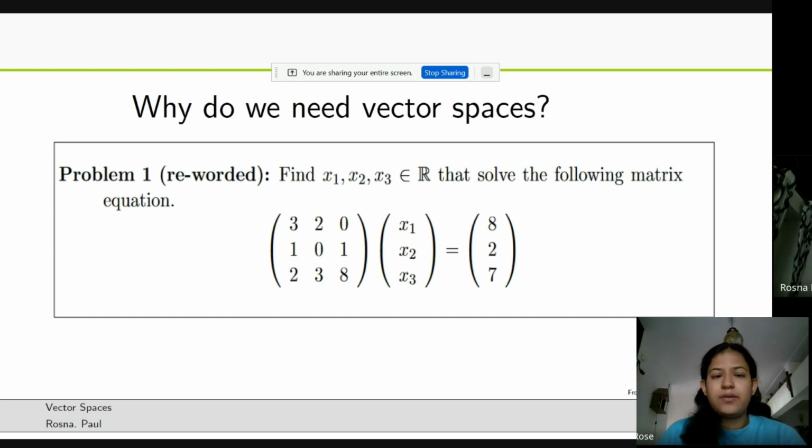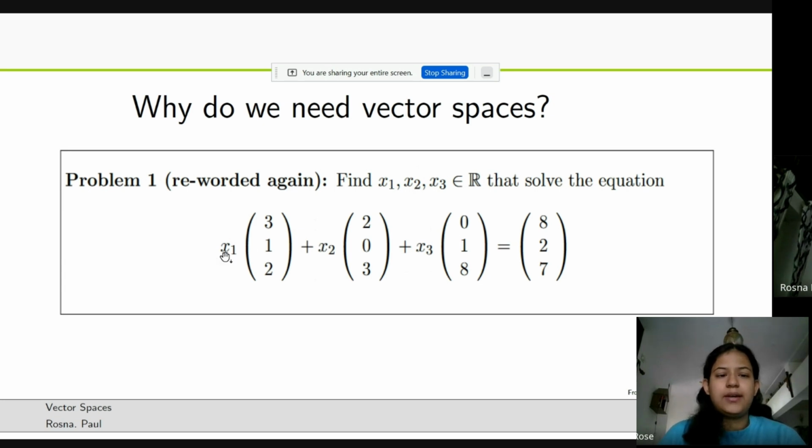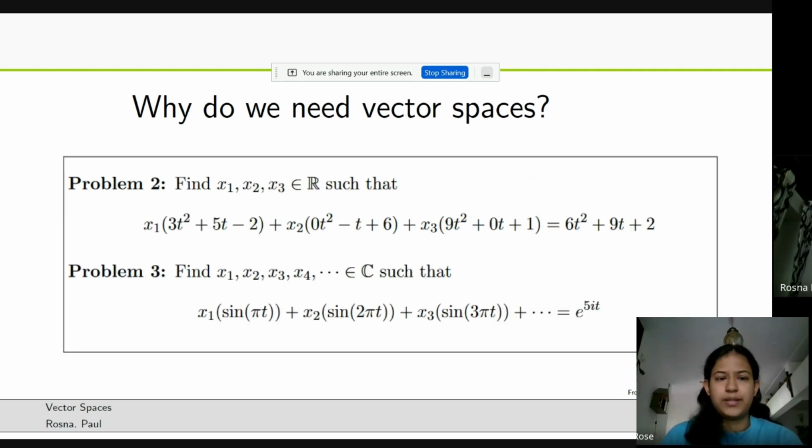And this problem can also be written in another way, like you multiply x1 with a column vector, x2 with a column vector, and x3 with a column vector, and again this all produces another column vector. So this is the same problem which is written in a different way. And using the matrices, we can solve this type of linear equations. And if you go on with other problems, we might also see some problems which are of similar nature. For example, this problem 2 and 3.